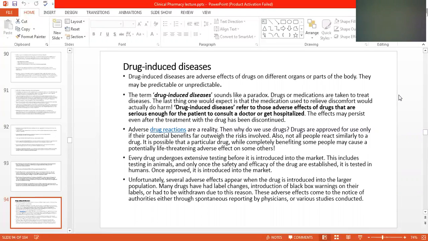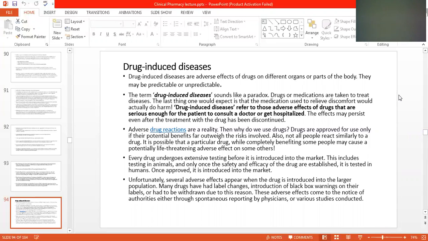Drug-induced diseases refer to those adverse effects of the drug that are serious enough for the patient to consult a doctor or get hospitalized. The effect may persist even after the treatment with the drug has been discontinued. Even if you discontinue, the side effect will continue.